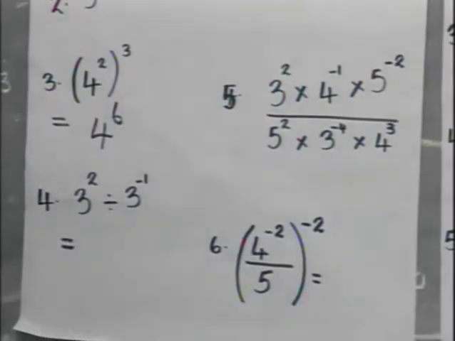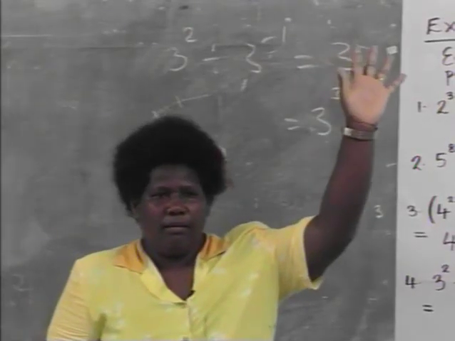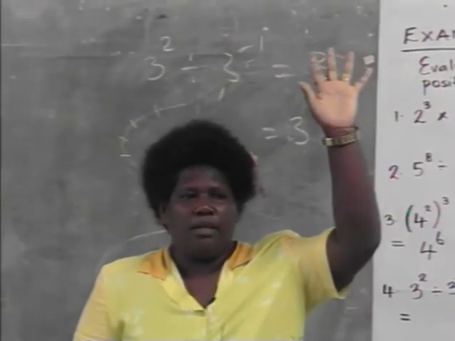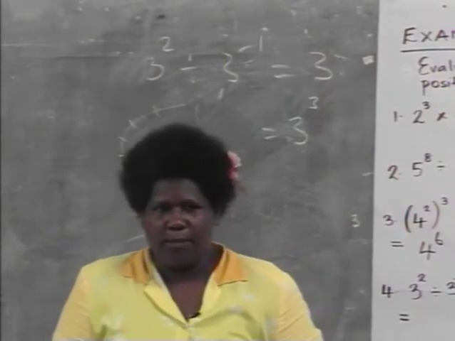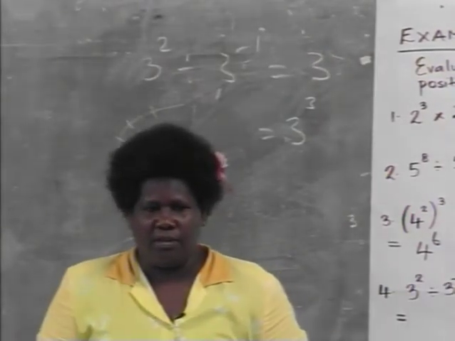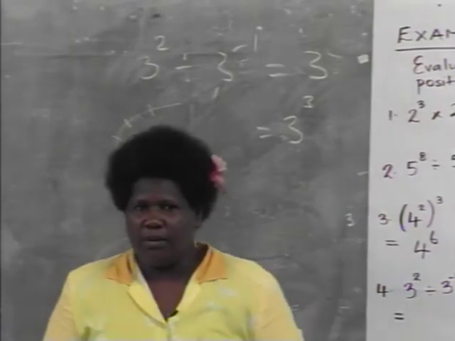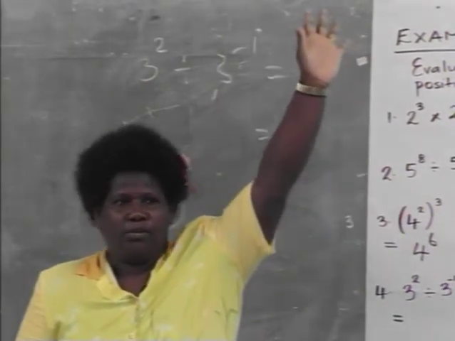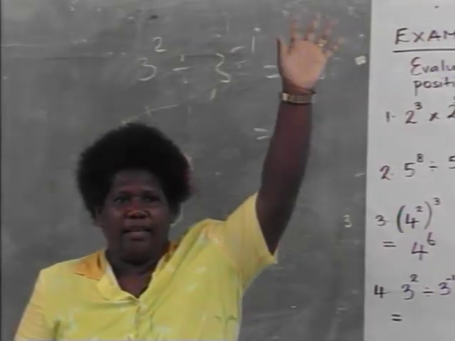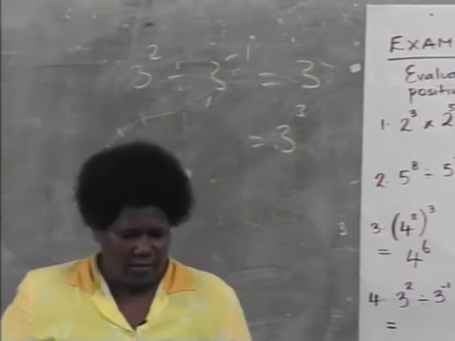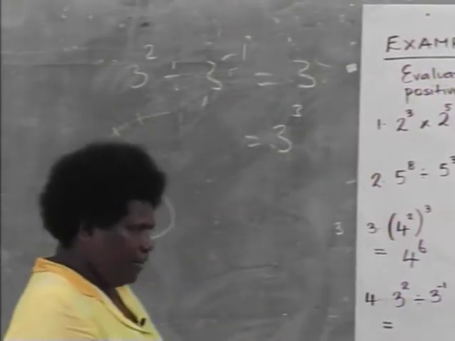Which one's correct? Hands up those people who think that it's 3. Only 6 people. You have to make a decision. Nobody stays on the fence. Hands up those who say 3 cubed. 12 people. Plenty of people sitting on the fence. You can't sit on the fence.